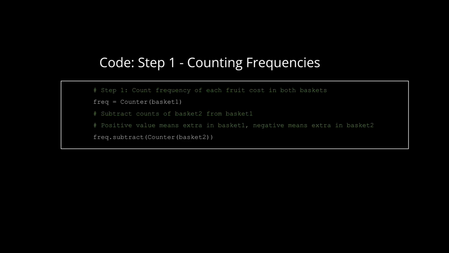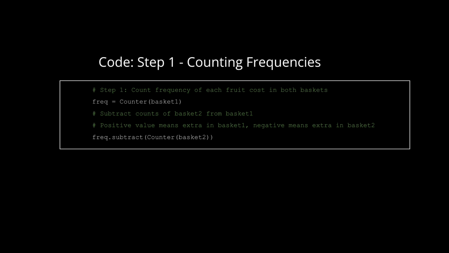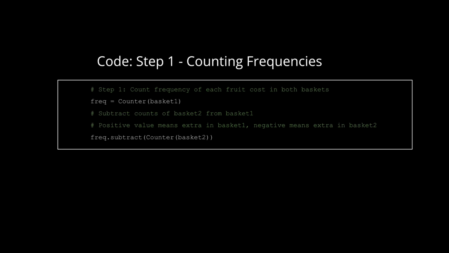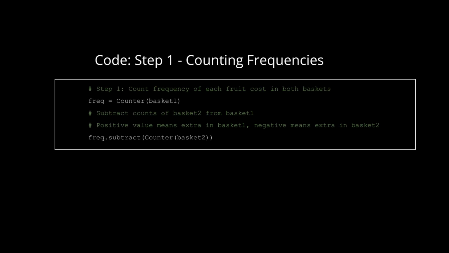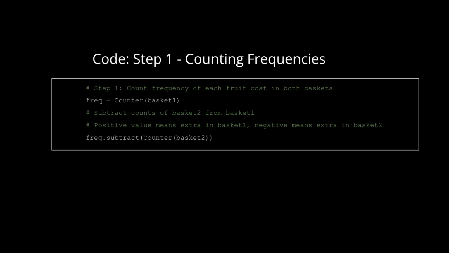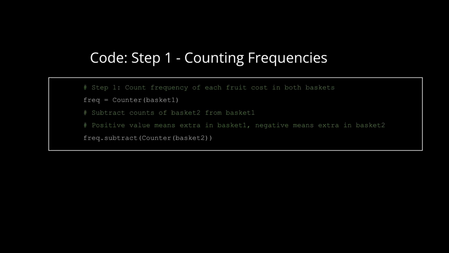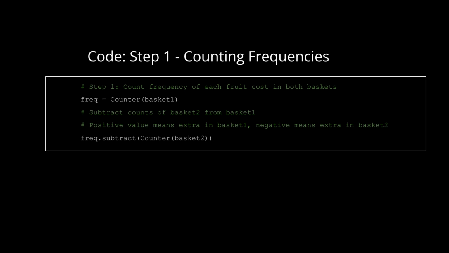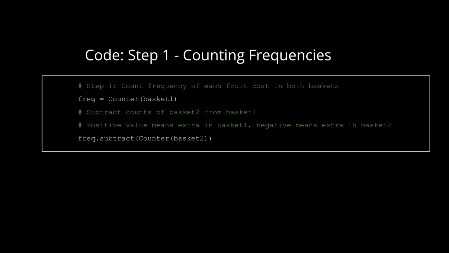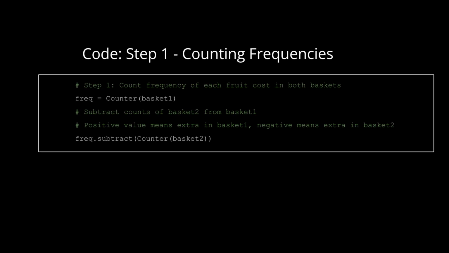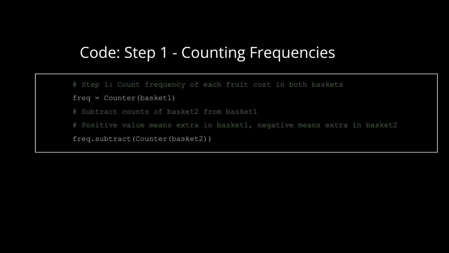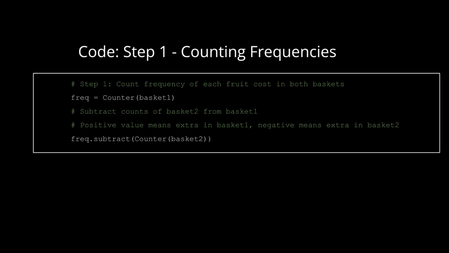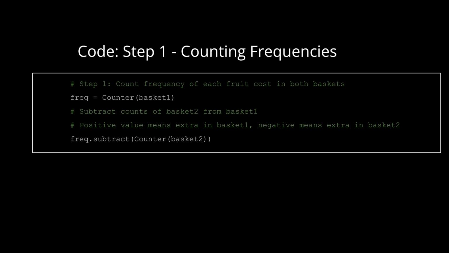First, we use Python's Counter to find the frequency difference in a really clever way. We create a Counter from basket 1, and then we tell it to subtract the counts from basket 2. So if a fruit cost has a positive value in our final frequency map, it means basket 1 has more of them. If it's negative, basket 2 has more. And if it's 0, the counts were already equal.